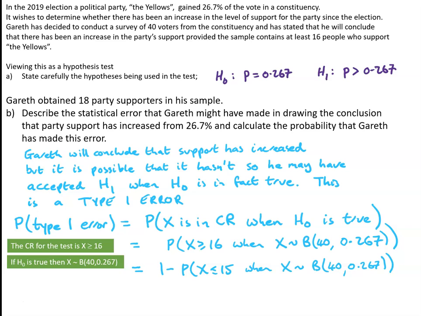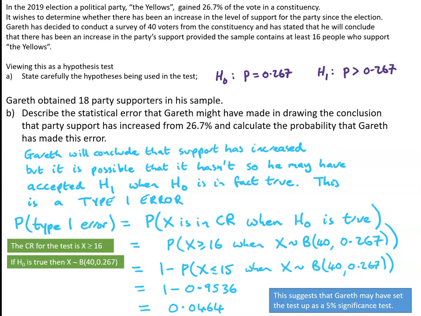Which is the same thing as 1 minus the probability that x is less than or equal to 15 when x is binomial 40, 0.267, which we can use our calculators for, and that gives me 1 minus 0.9536, in other words 0.0464. So we've got the probability of a type 1 error is 0.0464, so it looks as if Gareth may have set this test up as being a 5% significance test.